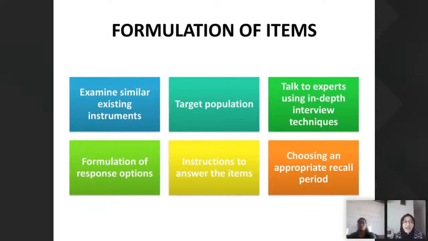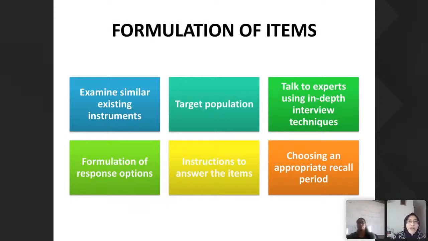Okay, another aspect, which is very, very vital in terms of the formulation of the items and for us to construct the instrument. Number one, we should know whether the particular instrument that we are going to develop will be newly available after we develop it, or whether there are other studies that have developed a similar one. It may not be related to the topic or the disease that we are going to look into, but it's about how they constructed that particular questionnaire. This is what we call examining similar existing instruments.